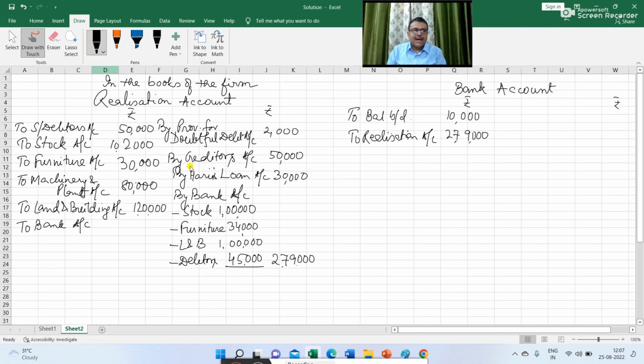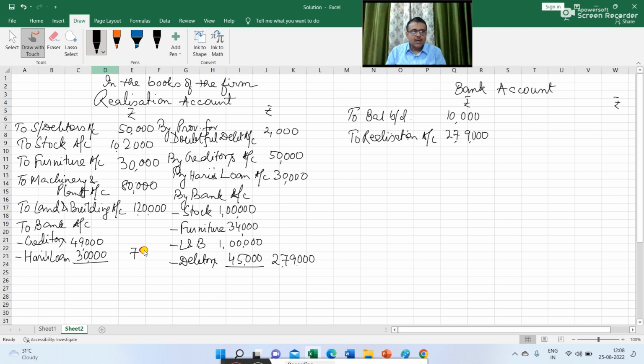So the balance of creditors is 50,000. 1,000 is the amount of discount which the partnership firm has received from the creditors. So amount paid to creditors is 49,000. So journal entry is realization account debit to bank, and the item is for creditors. This is 49,000. And regarding Hari's loan, the full amount will be repaid, that is 30,000.